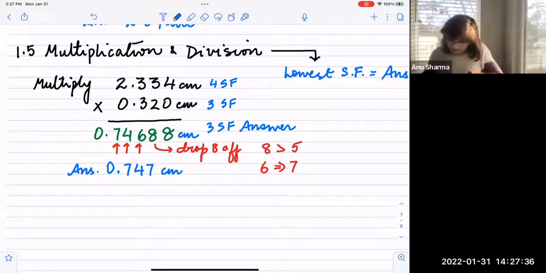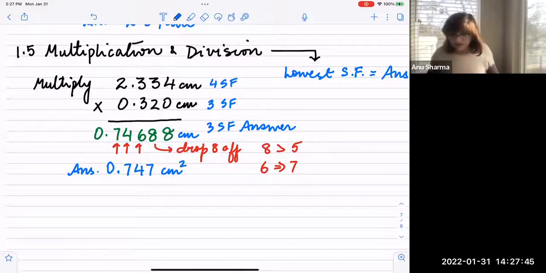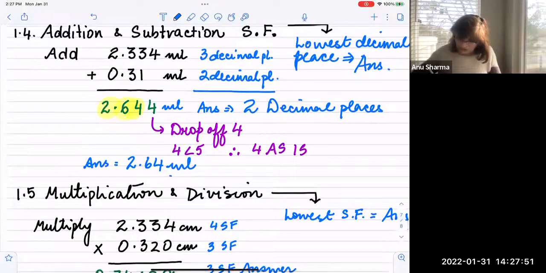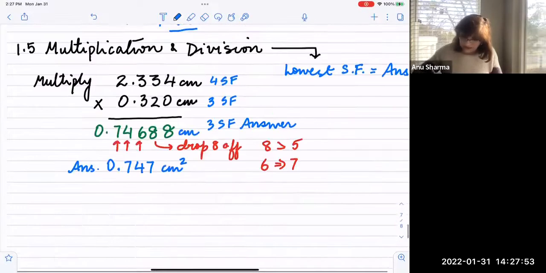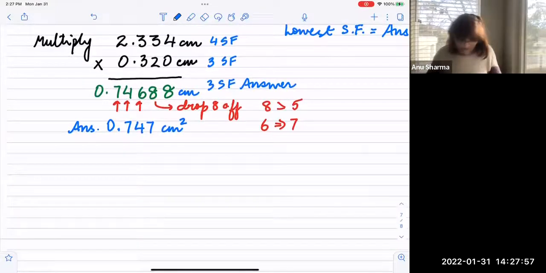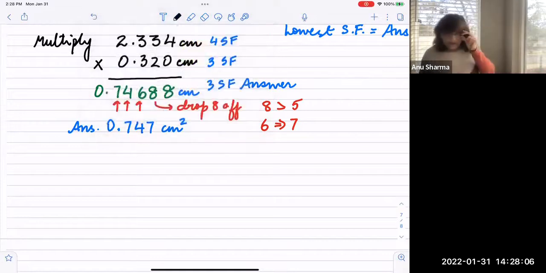So always write down the 747 centimeter, and remember it's a multiplication, so centimeter square. That's the thing. In addition and subtraction, nothing happens to the units. But when you multiply, centimeter times centimeter is centimeter square. But when you divide, those can cancel out.